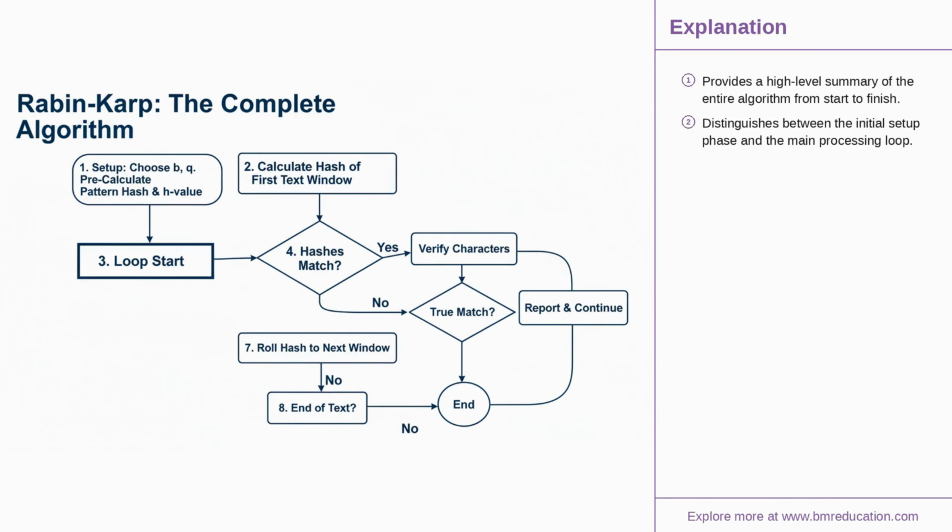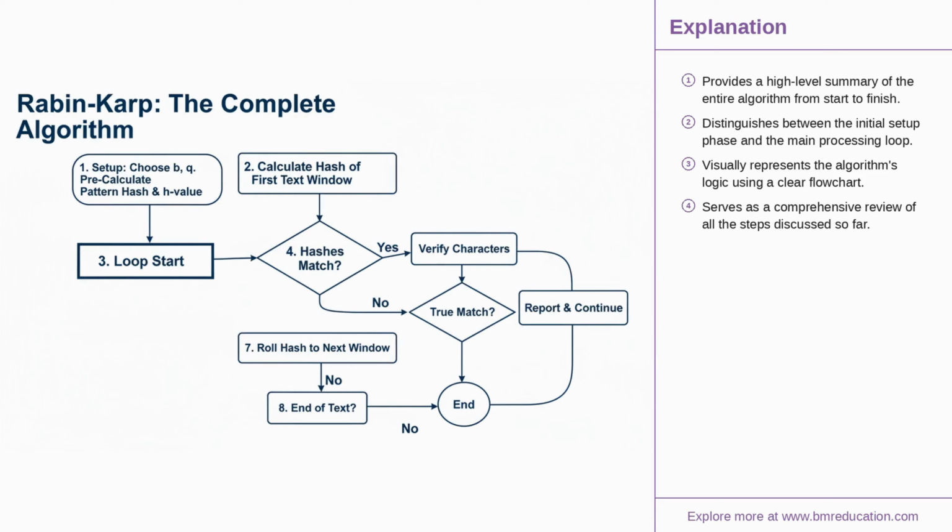Let's put it all together. Here is the complete Rabin Karp algorithm. First, we perform a one-time setup. Choose a prime base b and modulo q, and pre-calculate both the pattern's hash and the hash of the first text window. Then we enter a loop. In each iteration, we check for a hash match and verify if needed. Then we roll the hash to the next window and repeat until we reach the end of the text.